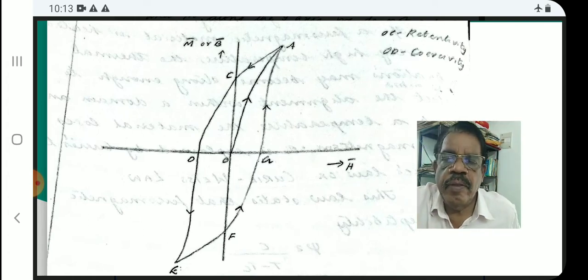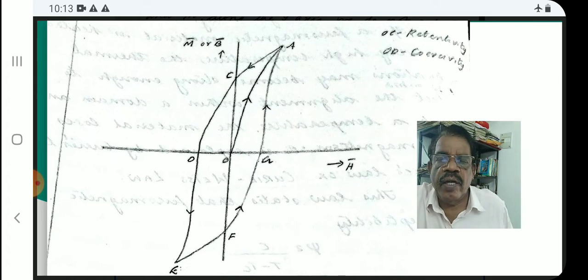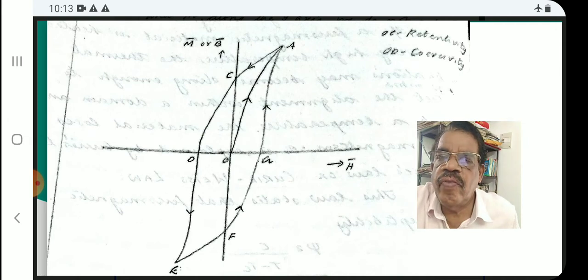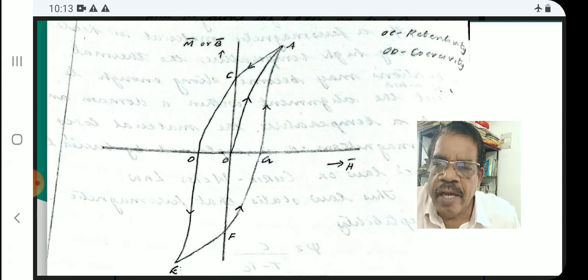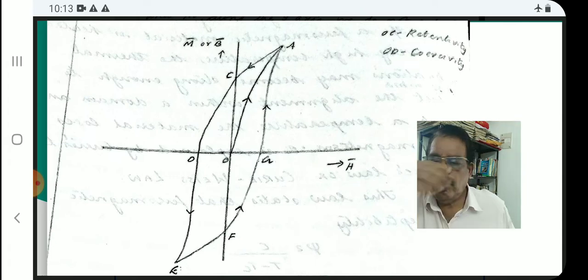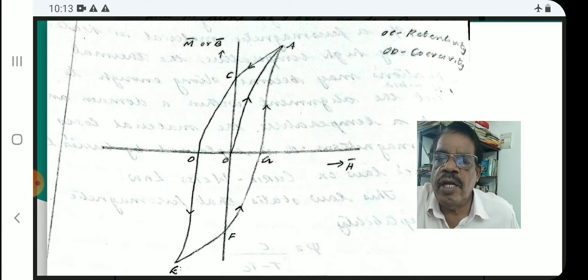A ferromagnetic material such as iron is subjected to a complete cycle of magnetization. A complete cycle of magnetization means we increase the field to a maximum, then decrease the field to zero and negative maximum, and again to zero and positive maximum. That is the cycle. In that cycle, M or B increases, and it is not absolutely proportional. It moves along the curve as shown.